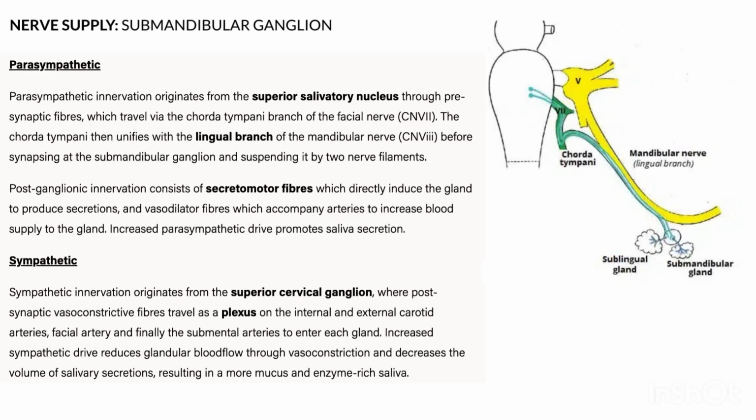Talking about the sympathetic innervation, they originate from the superior cervical ganglion. They will form a plexus on the external carotid artery, internal carotid artery, submental artery, and then it enters the gland. We need to remember that an increase in the sympathetic innervation will decrease the salivary secretion via vasoconstriction.